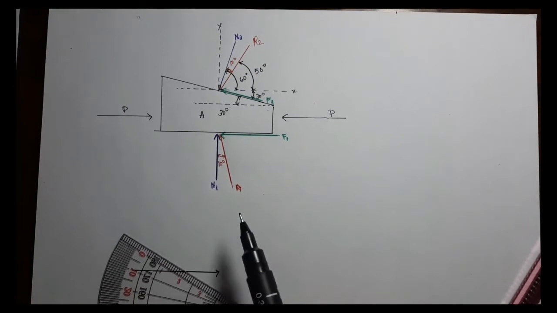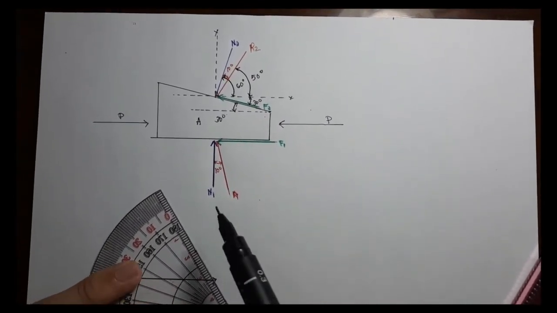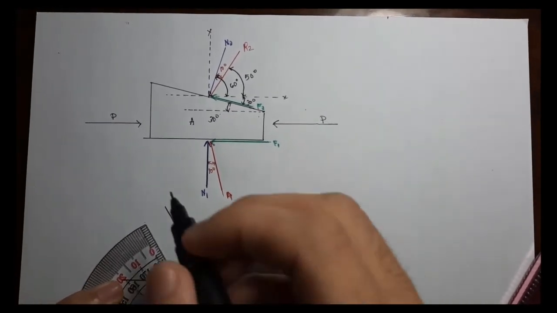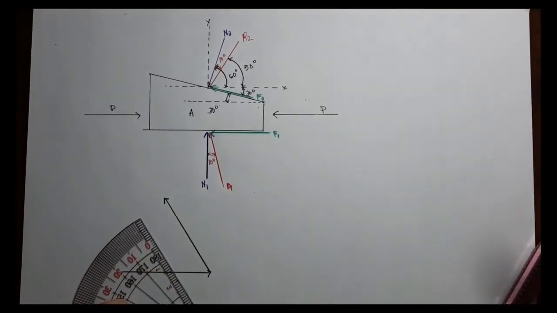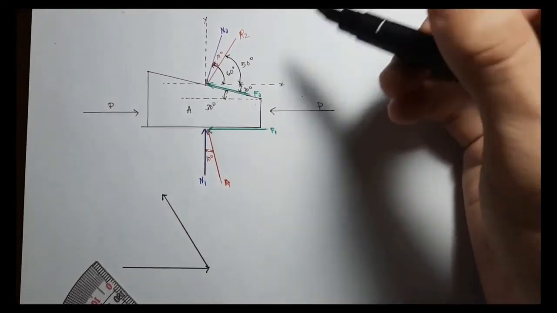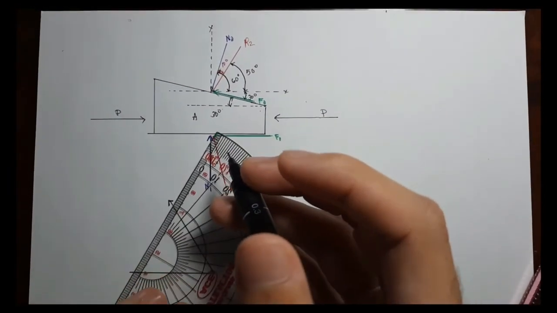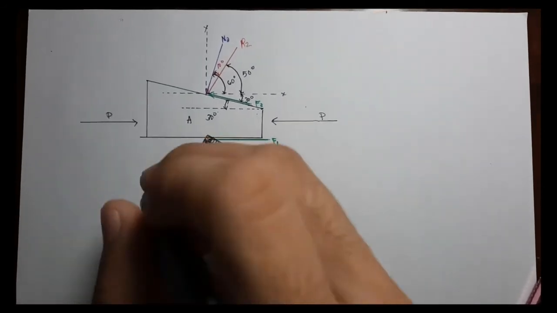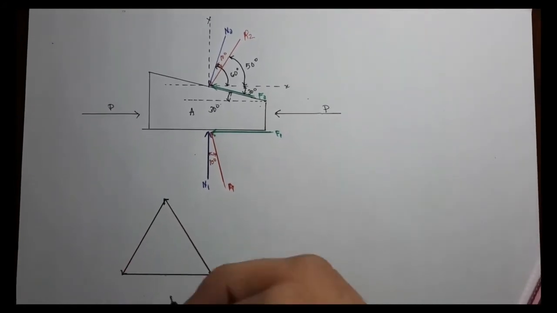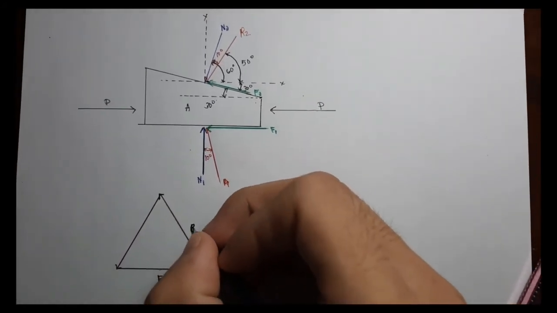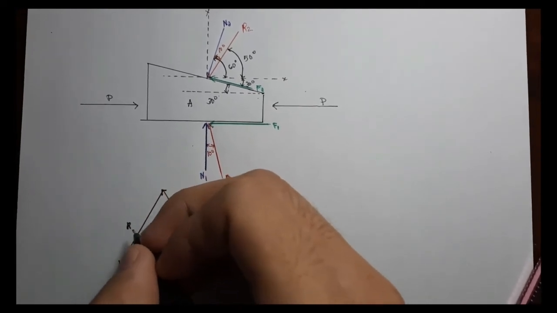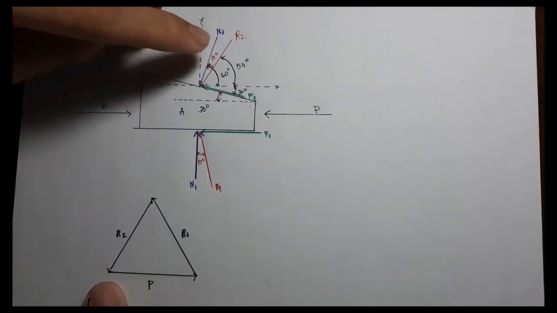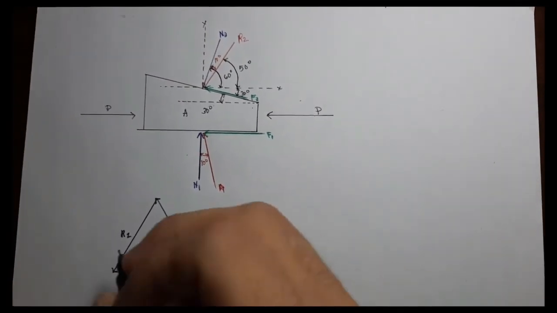Next is R1, and its direction is upward to the left. Next is R2, its direction is downward to the left. So again, this is P, R1, and R2. Next, to locate the angle here, based on the figure above, this will be 50 degrees.